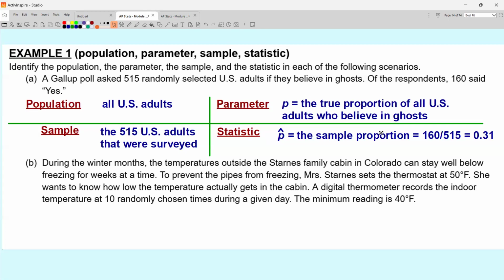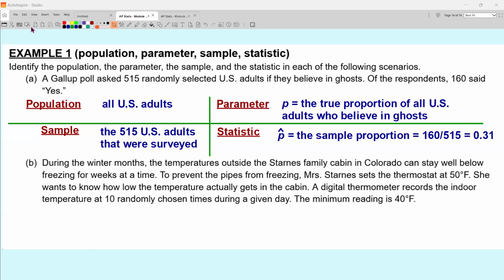During the winter months, the temperatures outside the Starnes family cabin in Colorado can stay well below freezing for weeks at a time. To prevent the pipes from freezing, Mrs. Starnes set the thermostat at 50 degrees Fahrenheit. She wants to know how low the temperature actually gets in the cabin. A digital thermometer records the indoor temperature at 10 randomly selected times. The minimum reading is 40 degrees Fahrenheit. So it looks like we're talking about the minimum in this case here.